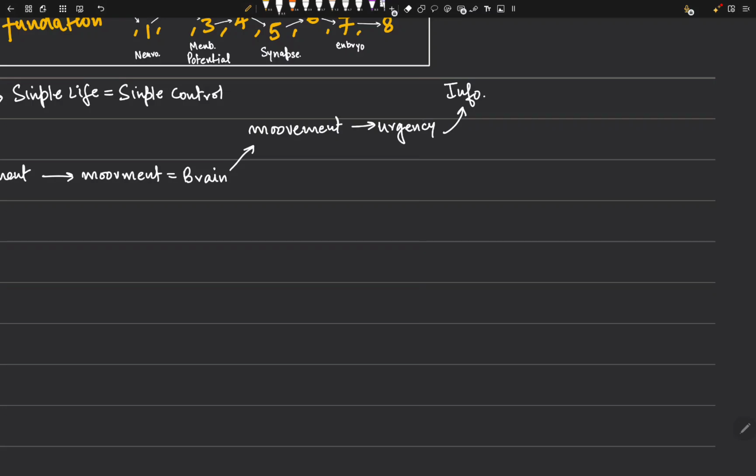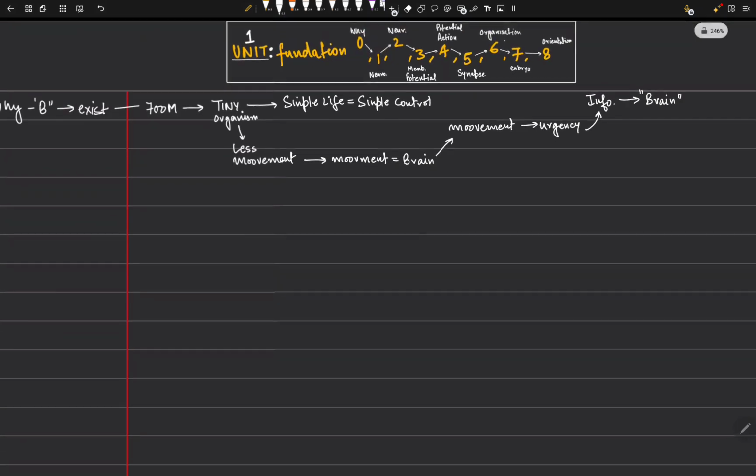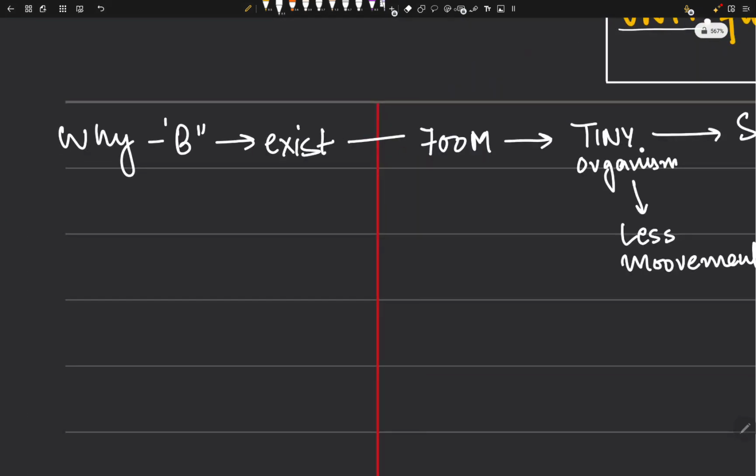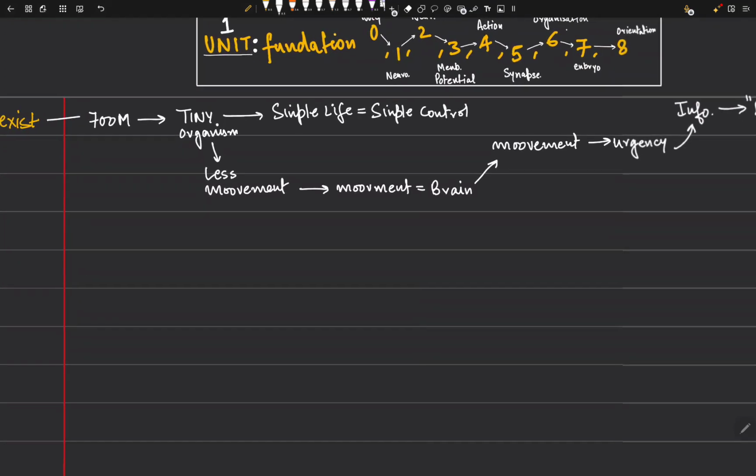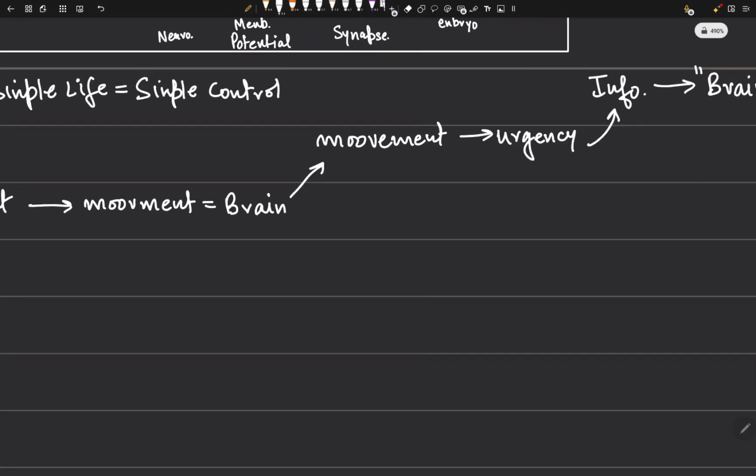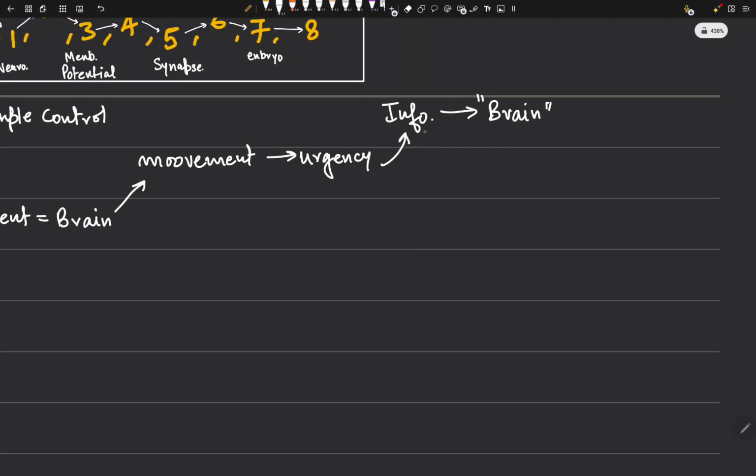Because you have urgency, and this rapid need to process a lot of information, that need eventually becomes a nervous system that gives a foundation of brain, right? So that's how we have this answer: if someone asks you, hey, Mr. Shashwat or Dr. Shashwat, why do you think the brain even exists? Well, brain exists because life needs urgency, and to have that problem solved, you need to process a lot of information.